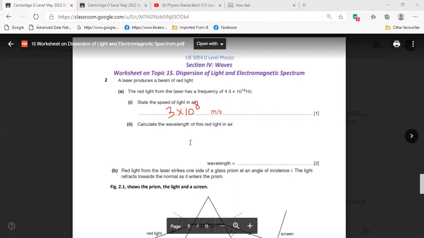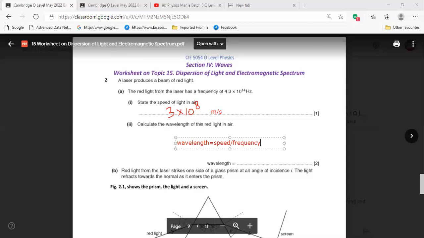Speed is equal to frequency multiplied by wavelength. Then wavelength equals speed divided by frequency. So we write here wavelength equals speed by frequency.